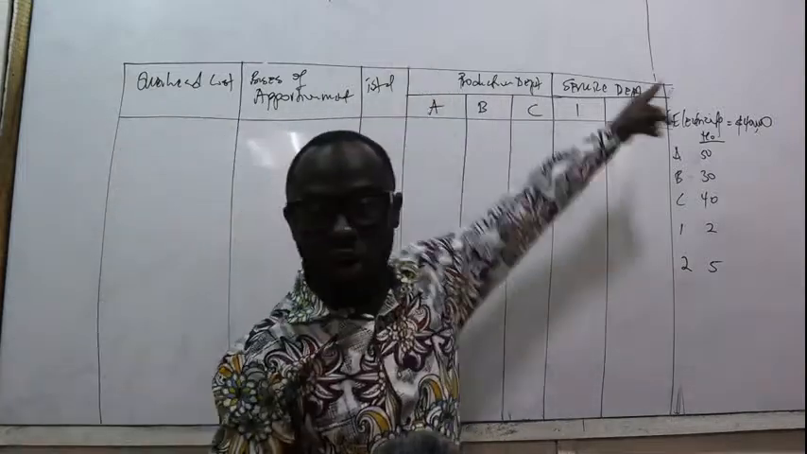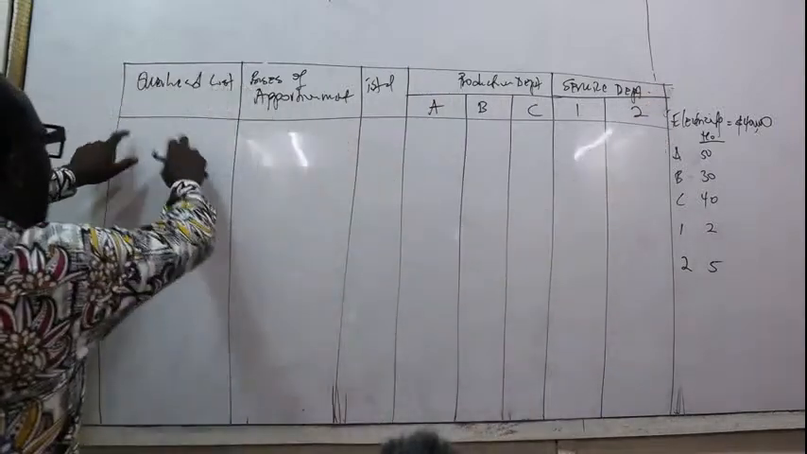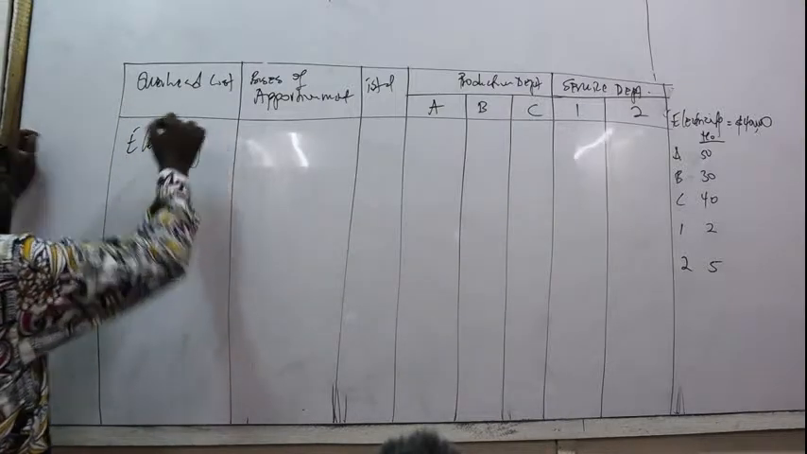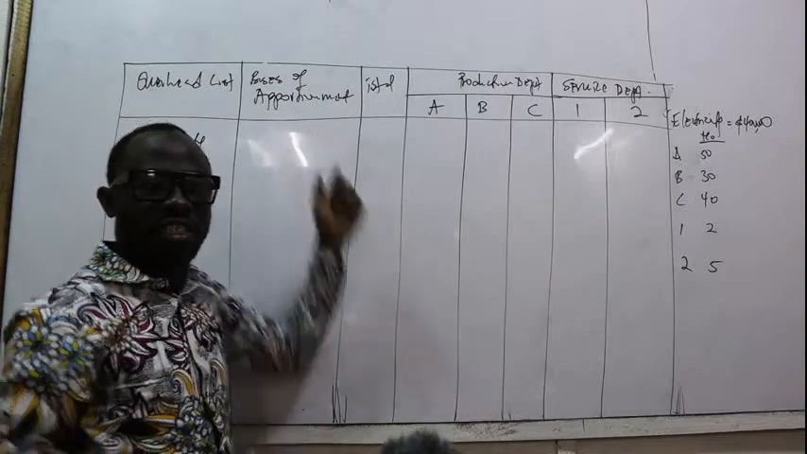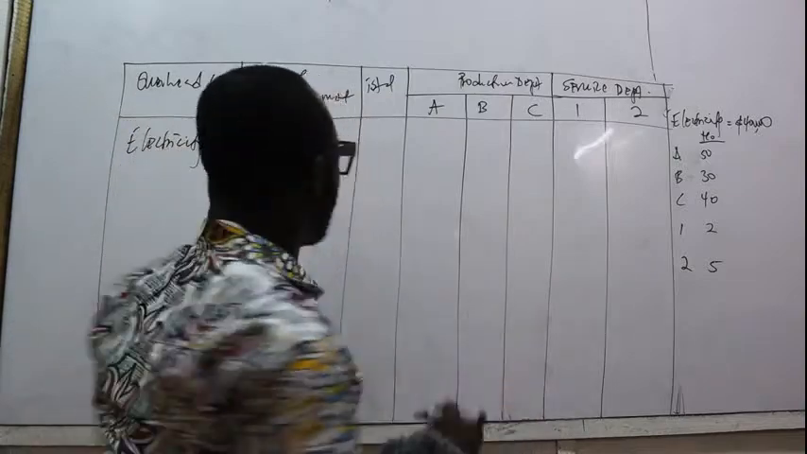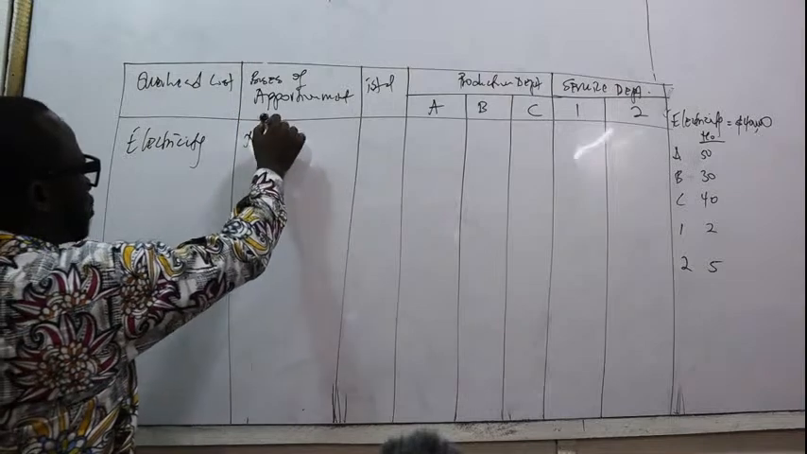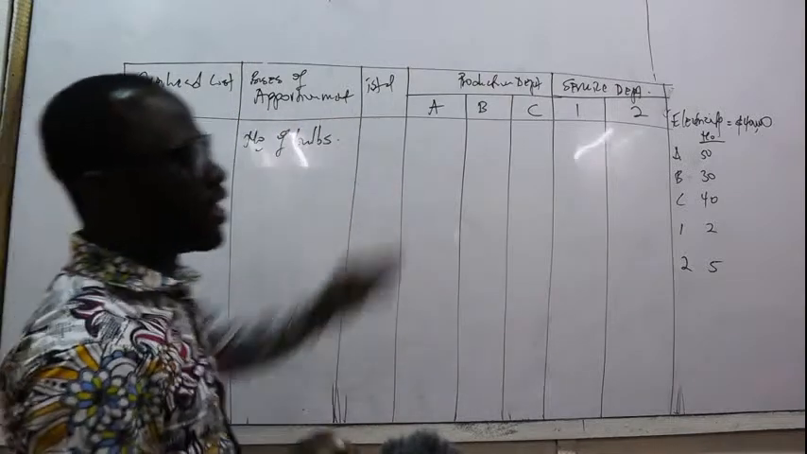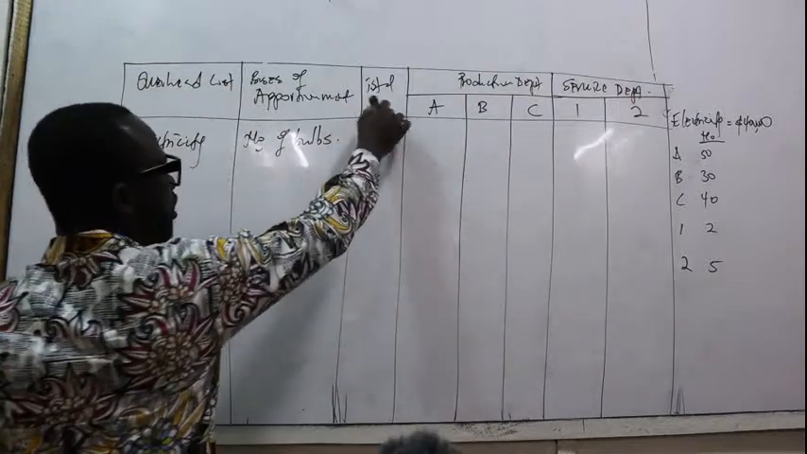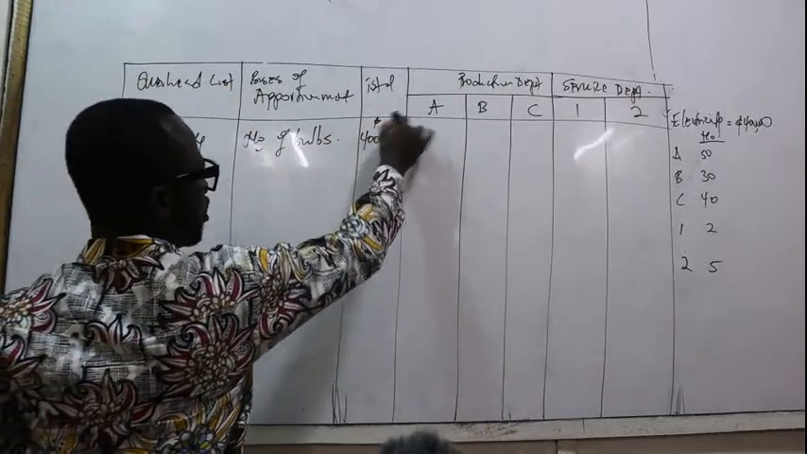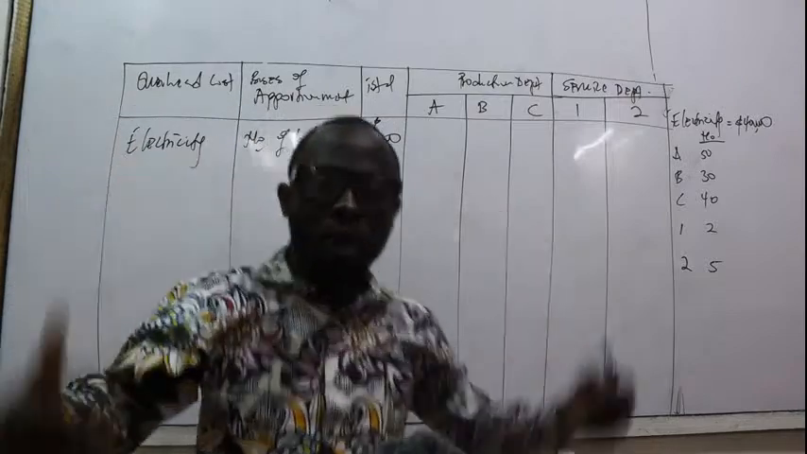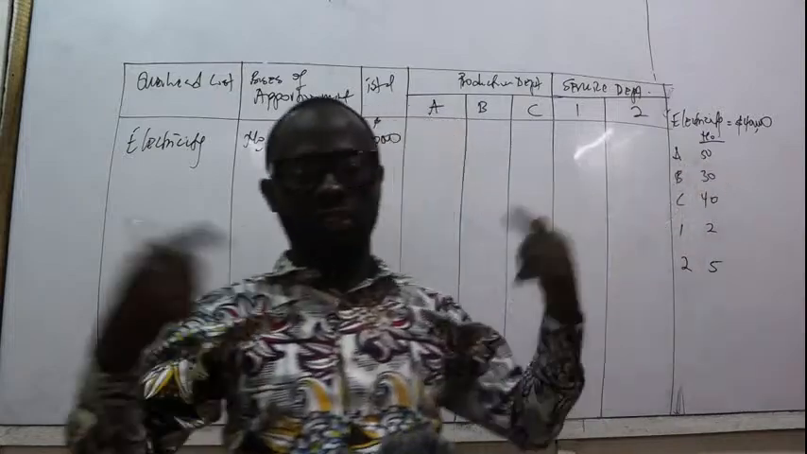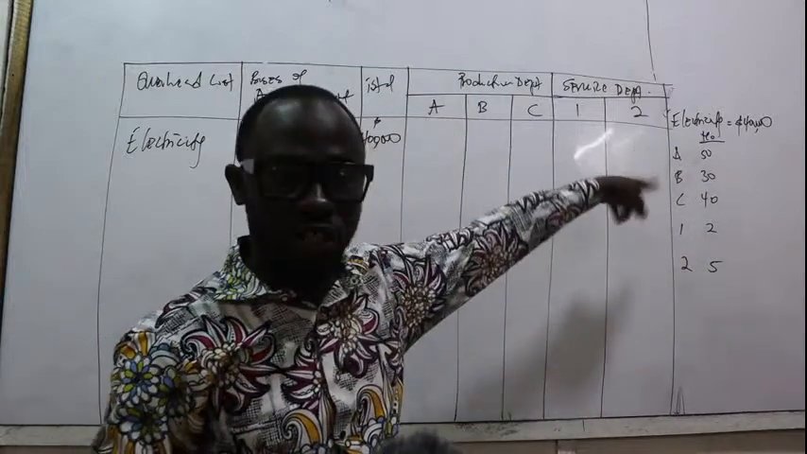So we have the cost element. That's what we're going to be writing here, electricity. Okay, so how are we sharing that electricity? That is the basis of apportionment. So we're going to be using in this illustration number of bulbs. How much are we sharing in total? That is $400,000. So now we apportion the $400,000 between them in the ratios that we have there.